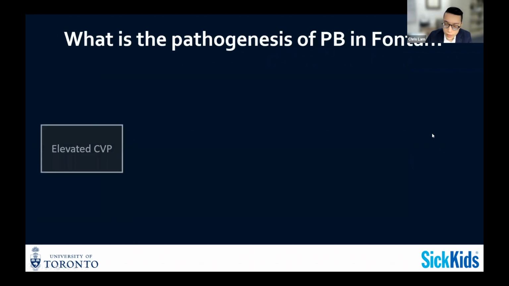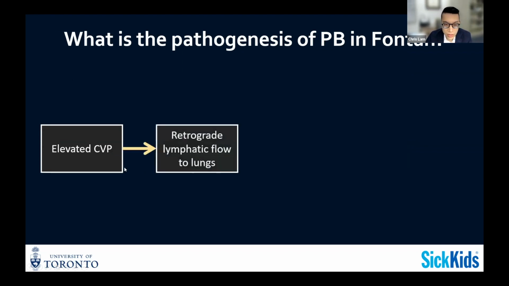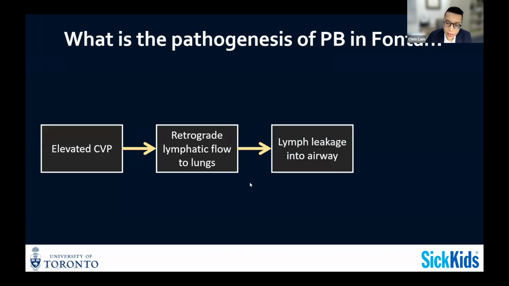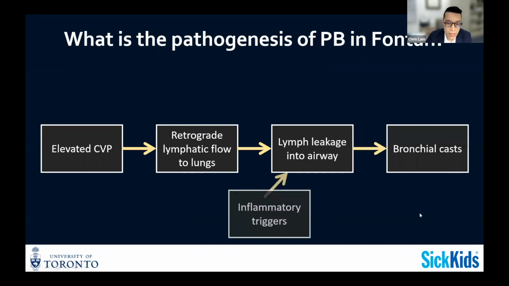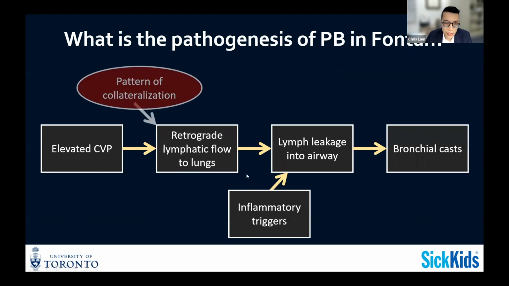So just to summarize, you have your elevated central venous pressure in Fontan, and all those other things I listed before, which make the lymphatics vulnerable. This in certain patients can lead to retrograde lymphatic flow to the lungs. This leads to lymphatic leakage into the airway, and this forms bronchial casts and plastic bronchitis. There may be some inflammatory triggers, as this can be exacerbated, for example, by respiratory infection.